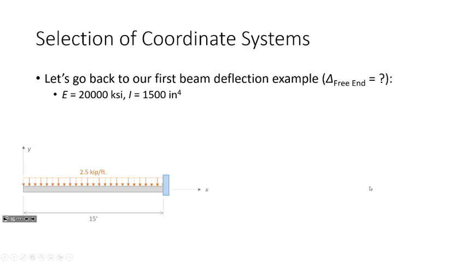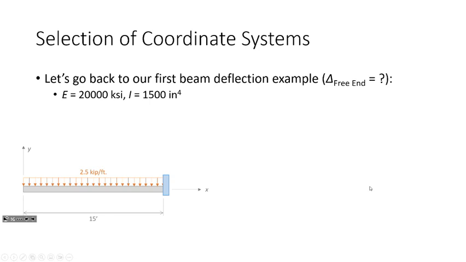It was a problem where we had a cantilever beam. I gave you the E value, I gave you the I value. It was 2 kips per foot over a distance of 15 feet. And I wanted to know what the deflection at the free end was. And I believe that the deflection was like 0.9 inches. Was it something like that? Whatever. Okay? Now, let me ask you a question.